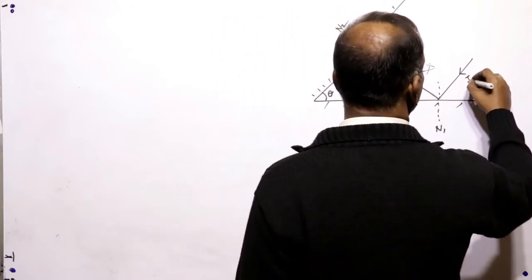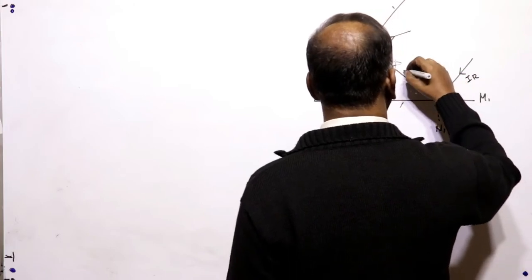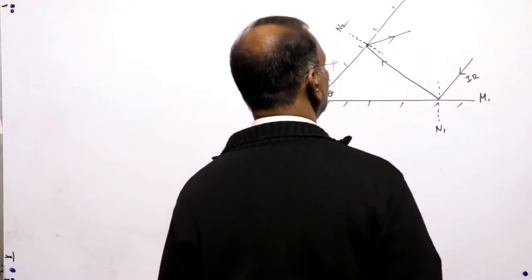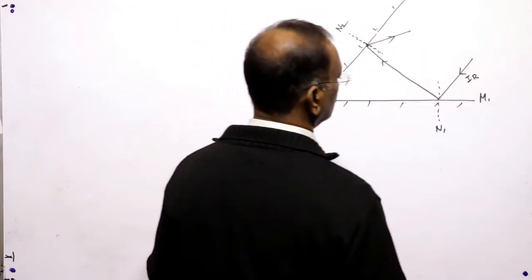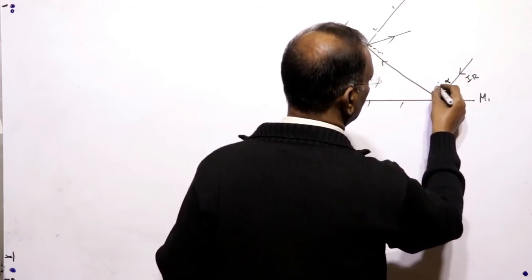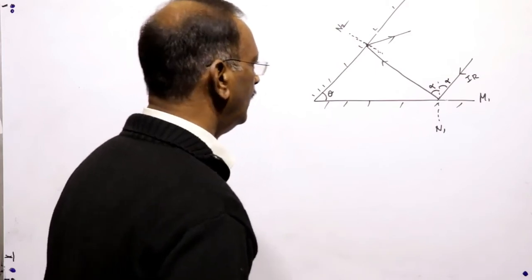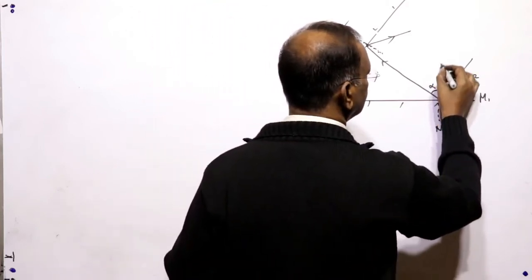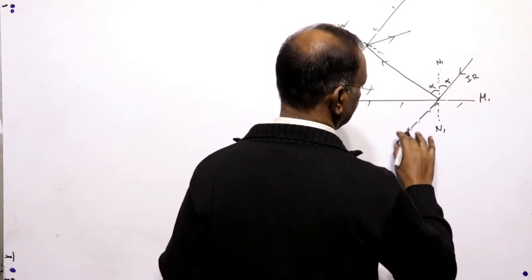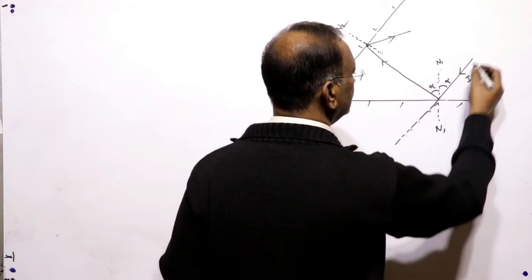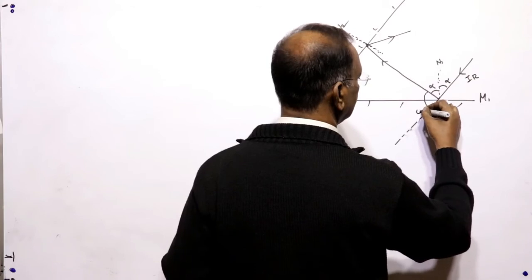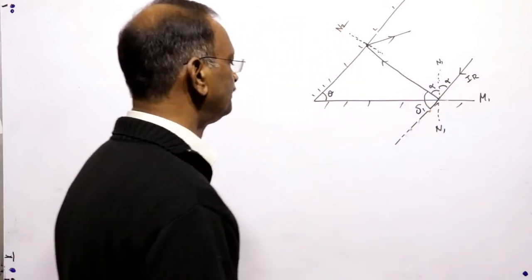So this is the incident ray for M1, this is the reflected ray for M1, this is the incident ray for M2, and this is the reflected ray for M2. Now we have to find out, this is making an angle of alpha, this will also be alpha according to the law of reflection with respect to the normal. If you extend this one, the angle between the incident ray and the reflected ray is the deviation produced at mirror 1.